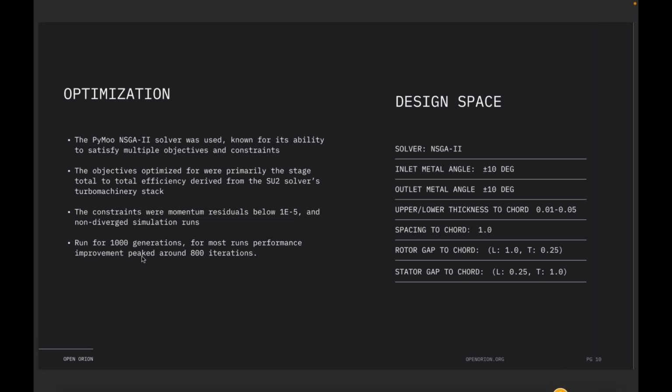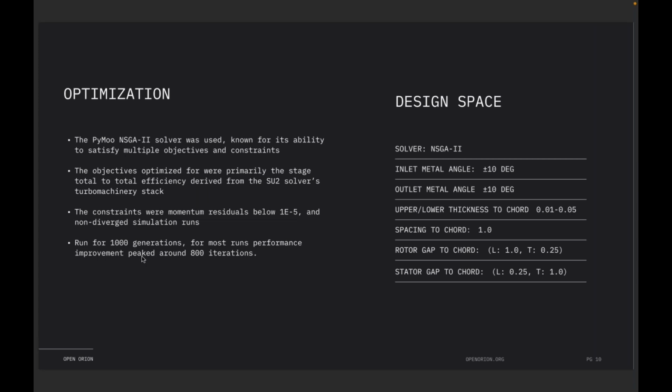And yeah, the primary objective we were trying to optimize for was the stage-to-stage total efficiency. We were able to get that from SU2's turbomachinery stack. They literally have all those values for us in the history file. And then the constraints we mainly tried to optimize for were just low residuals and all simulations that converged. And we ran each optimization for about 1,000 generations. So we noticed around 800 generations, generally it hit its peak for how much it can optimize.